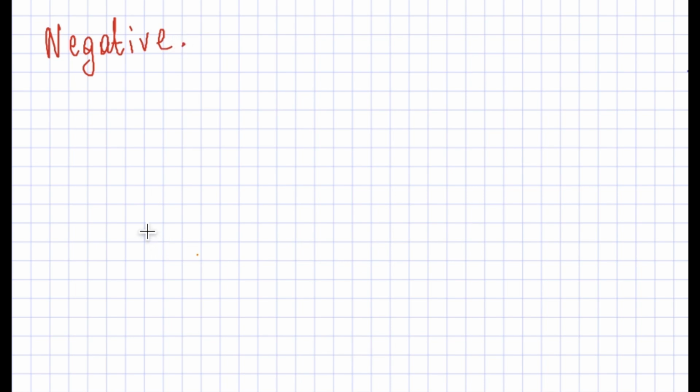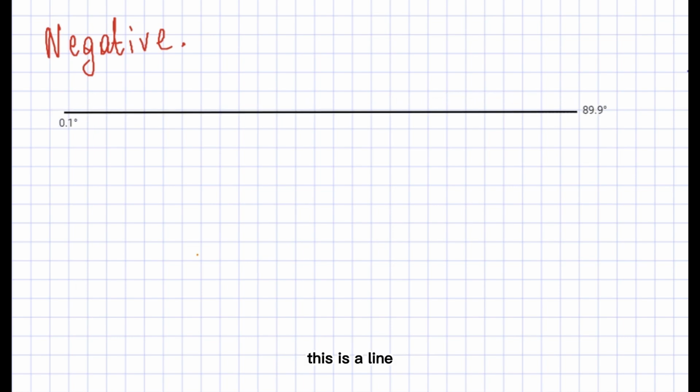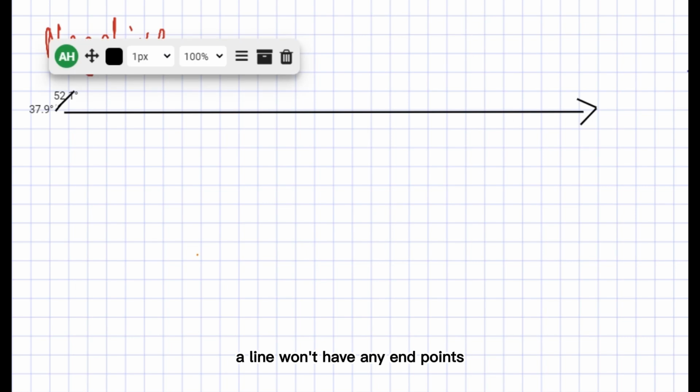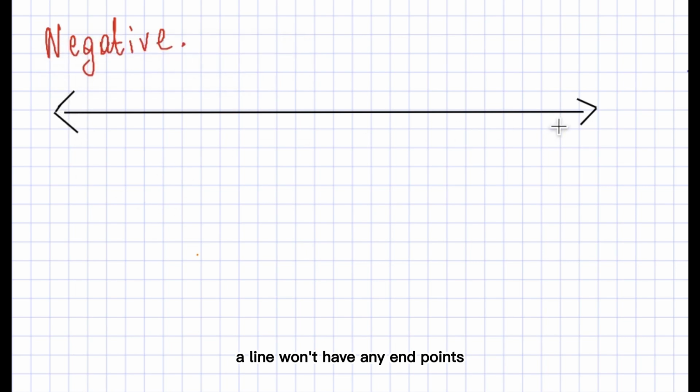Today we are going to talk about negative numbers. Let's start. I will draw a number line. This is a line. We can put arrows to show that a line doesn't have any endpoints. It comes from somewhere and it goes to somewhere that we don't know.